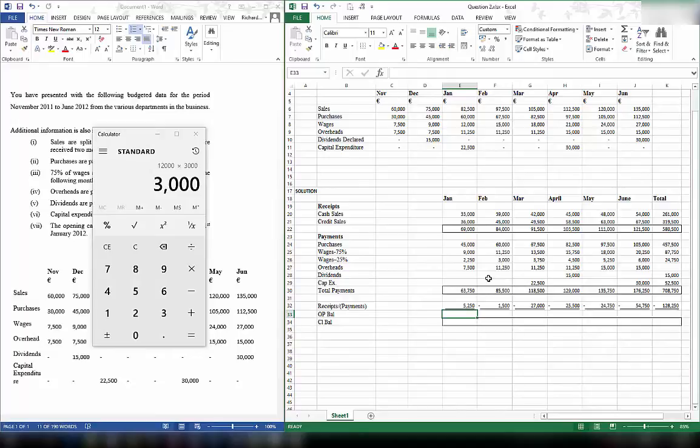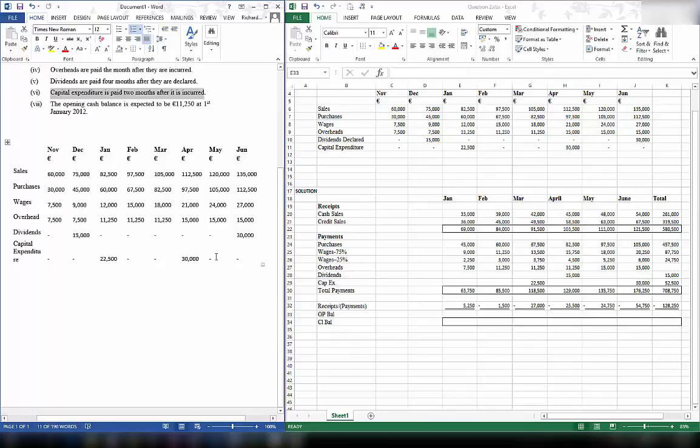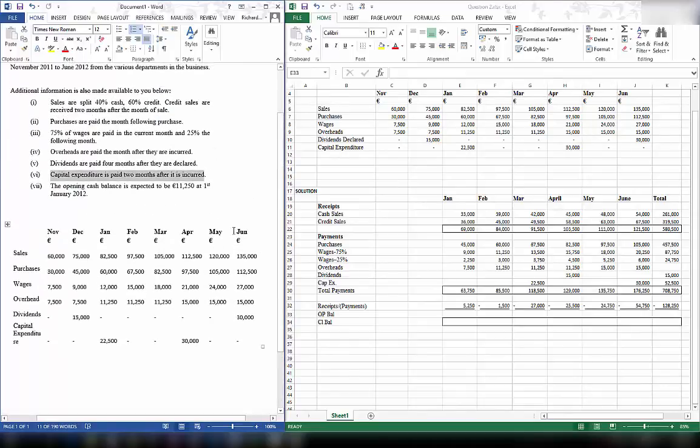So now we need to actually balance up these accounts. That's what we're asked to do in the question. We're told that our opening cash balance is expected to be 11,250 on the 1st of January 2012. So our opening balance is 11,250. So if we have receipts of 5,250 and our opening balance is 11,250, at the end of the month, we'd have a closing balance of 16,500. All of our receipts plus our opening balance.